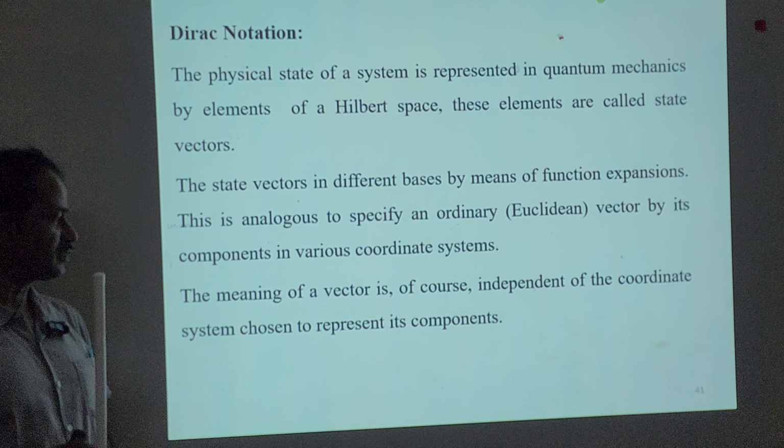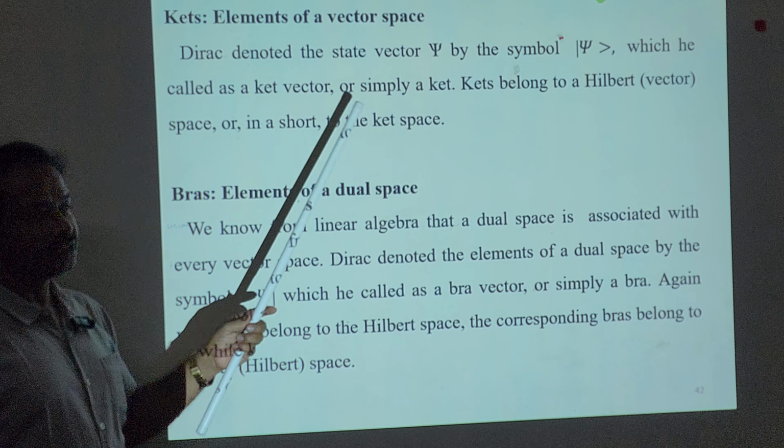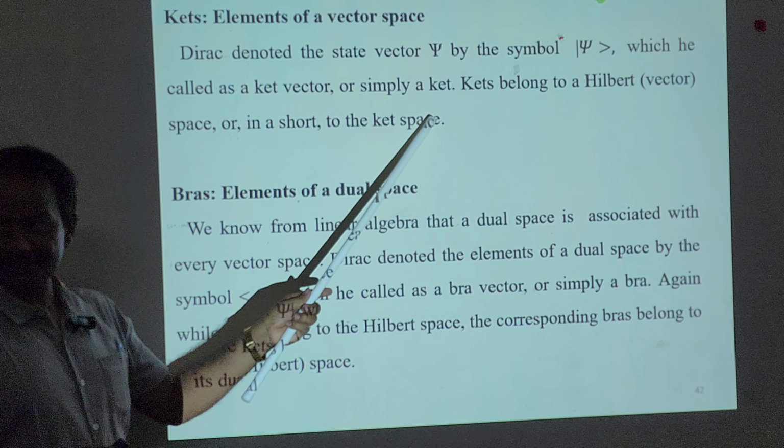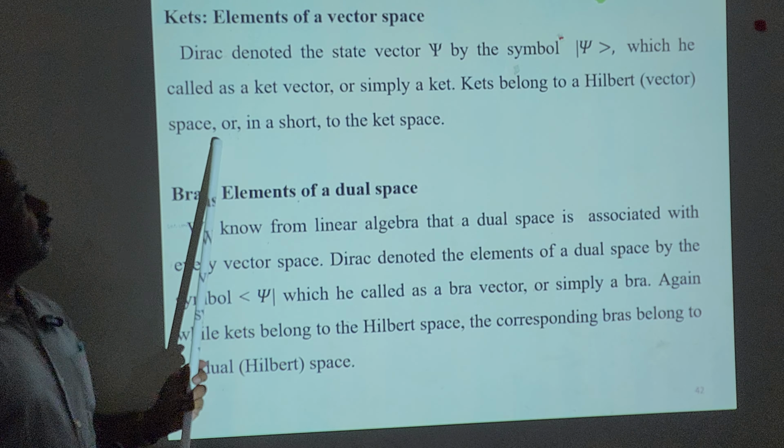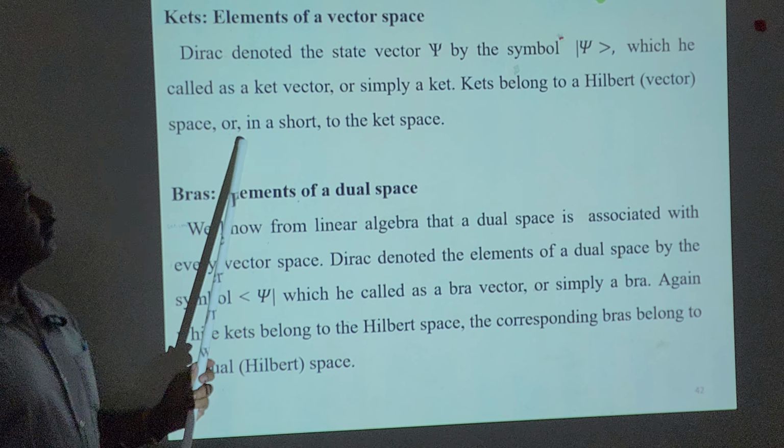Okay, so kets, we know kets are represented in terms of this notation. You have a line and a greater than symbol in which you have an element. This element is nothing but a state vector in quantum mechanics, but here it's a function. Dirac denoted the state vector psi by this symbol, which he called a ket vector, or simply a ket. Kets belong to a Hilbert space, or in short, the ket space. It's nothing but a Hilbert space. We call this the ket space.